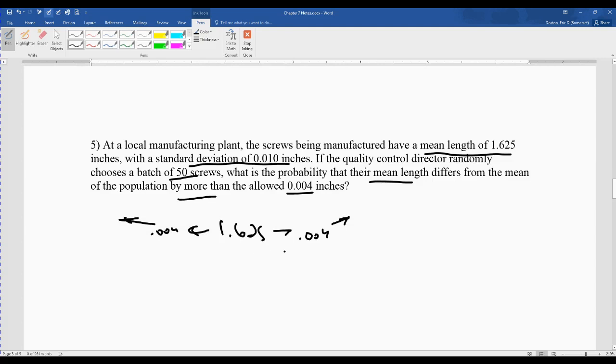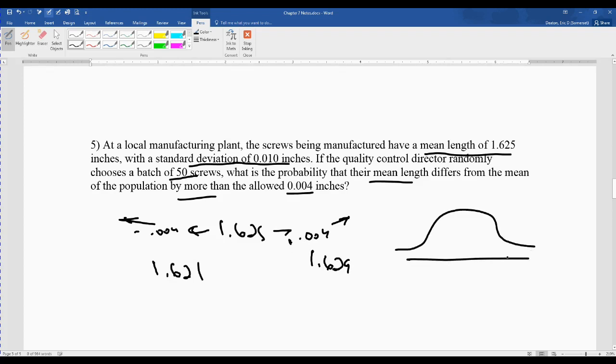It's like absolute value if you know anything about absolute value. So when I take 1.625 and add 0.004 to it, I get 1.629, so that's one bound. And when I subtract 0.004 from it, I get 1.621. And when I look at the bell-shaped curve, I put 1.629 somewhere over here, and 1.621 somewhere over there. So that's the actual range of the data values as far as differing by 0.004.